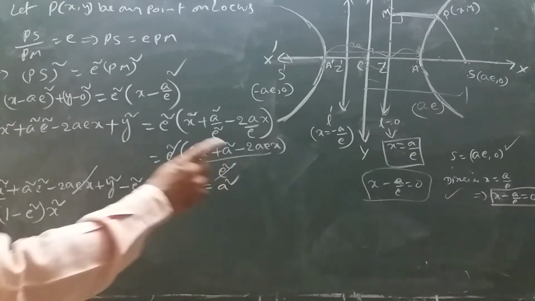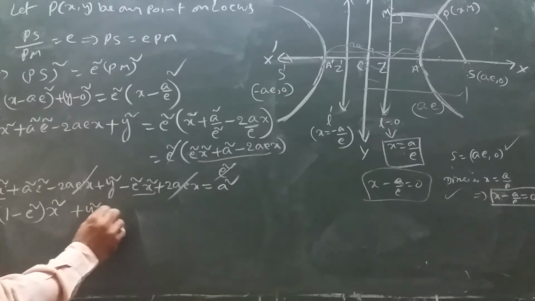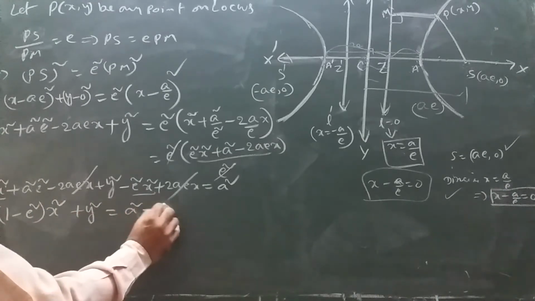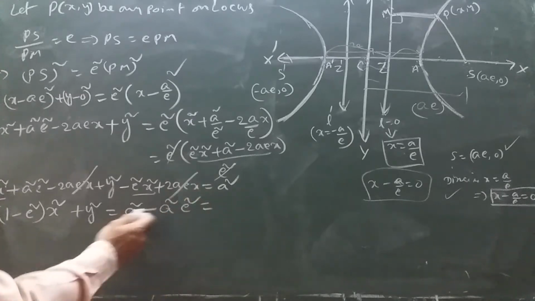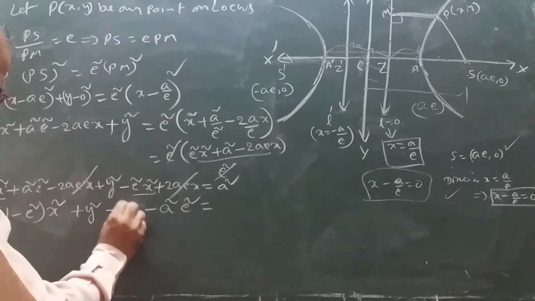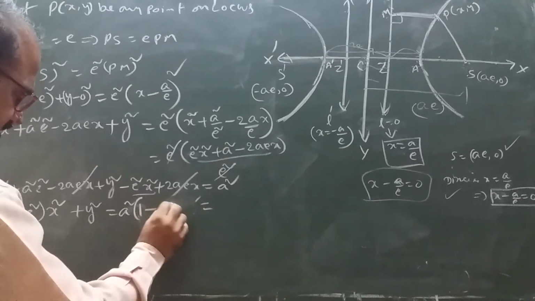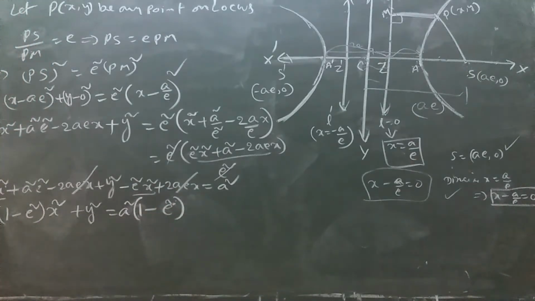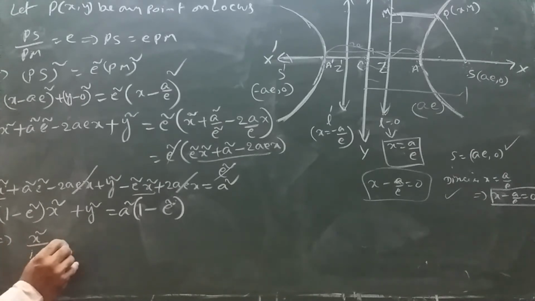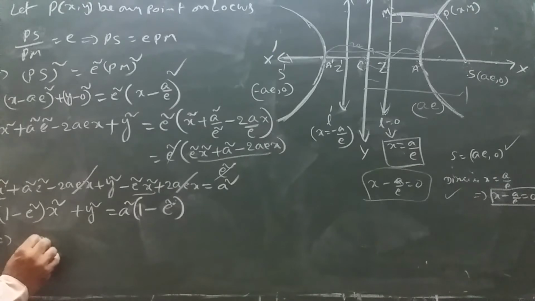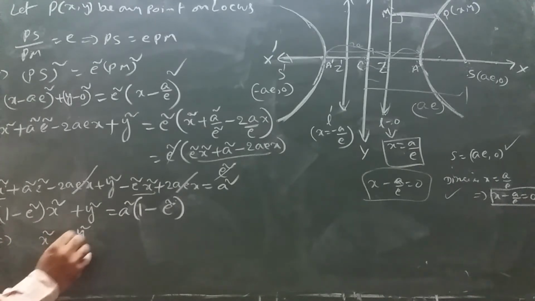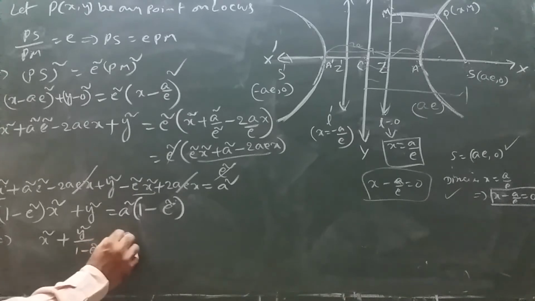Next, if we bring this to the right side, plus y square is equal to a square minus a square e square. If we take a square as common, this can be written as a square into 1 minus e square. If we divide with 1 minus e square on both sides, it can be written as x square plus y square by 1 minus e square is equal to a square.